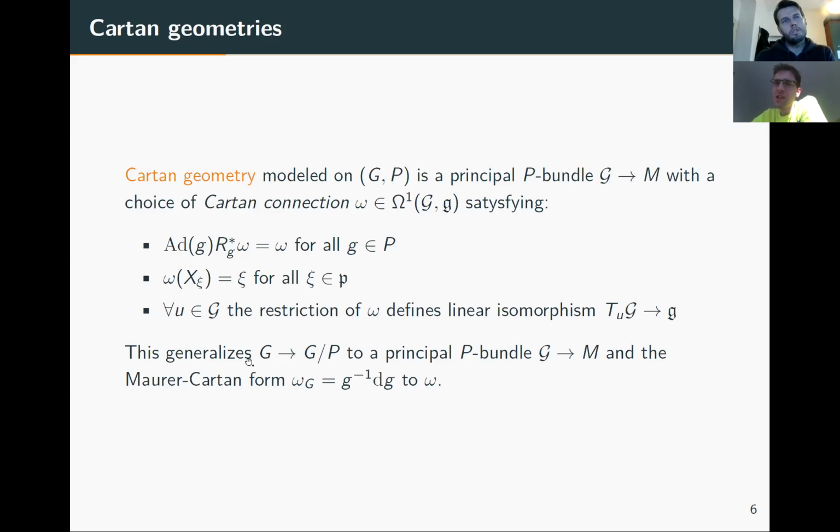In the homogeneous case, you would also have this for the rest of the directions that are there in the whole G, but now that doesn't make sense anymore. But what makes sense is to demand that omega is still a linear isomorphism between the tangent space of the total space and the algebra G. So this is a Cartan geometry.